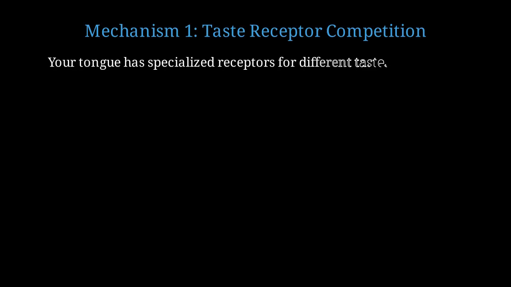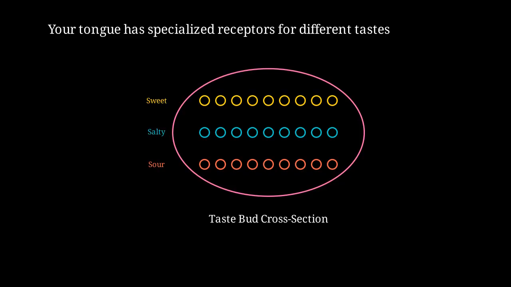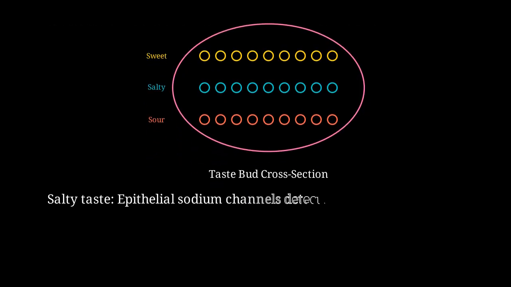Your tongue contains specialized taste receptor cells. There are different types for sweet, sour, salty, bitter, and umami tastes. This simplified diagram shows a cross-section of taste receptor cells. Different receptors respond to different chemical stimuli. Salty taste is primarily detected by epithelial sodium channels, abbreviated ENaC. These channels allow sodium ions to pass through the cell membrane.